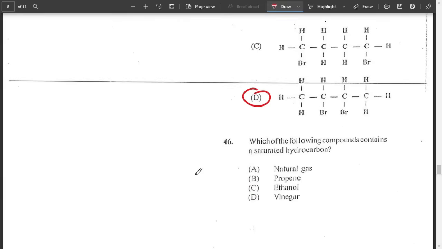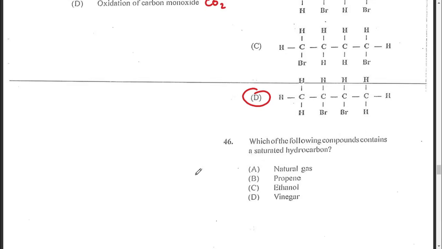46. Which of the following compounds contain a saturated hydrocarbon? Is it natural gas, propene, ethanol, or vinegar? And it's natural gas, which is methane. Right? There are no double bonds in methane. Alright.